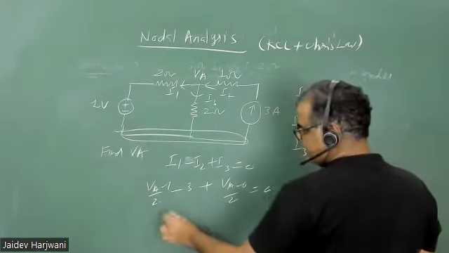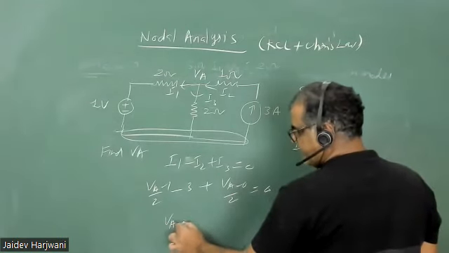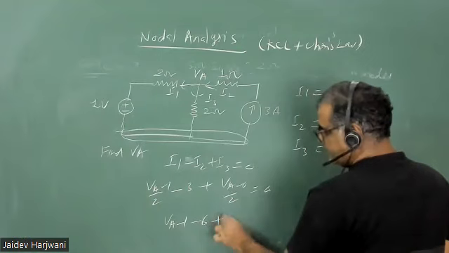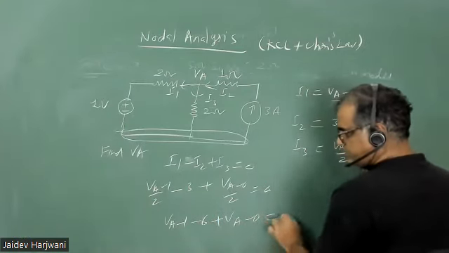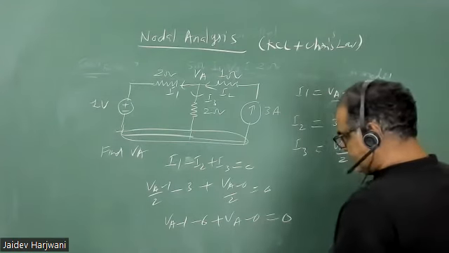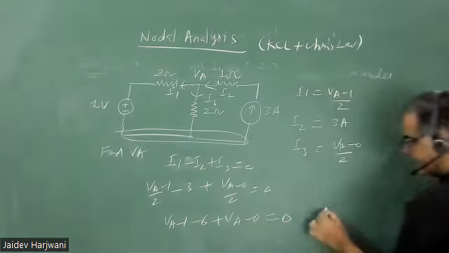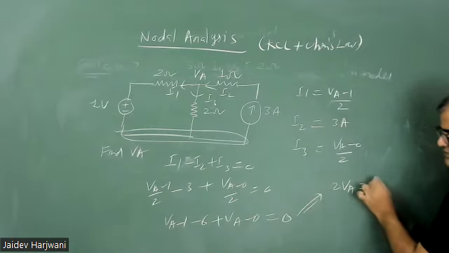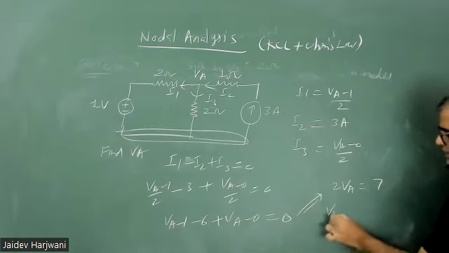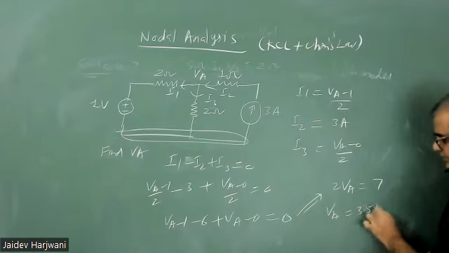Take 2 as LCM. So this is VA minus 1 minus 6 plus VA minus 0 equals to 0. Okay. So 2 VA equals to 7. So VA equals to 3.5 volt.